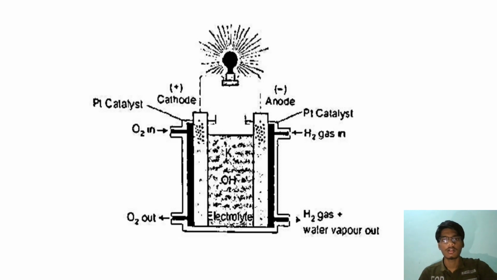This is the diagram of the H2-O2 fuel cell. You see that these two are the platinum electrodes. This is the cathode and this is the anode. Oxygen is supplied at the cathode, and at the anode H2 gas is present. This solution is the KOH electrolyte solution. Water vapor goes out. This is the bulb.